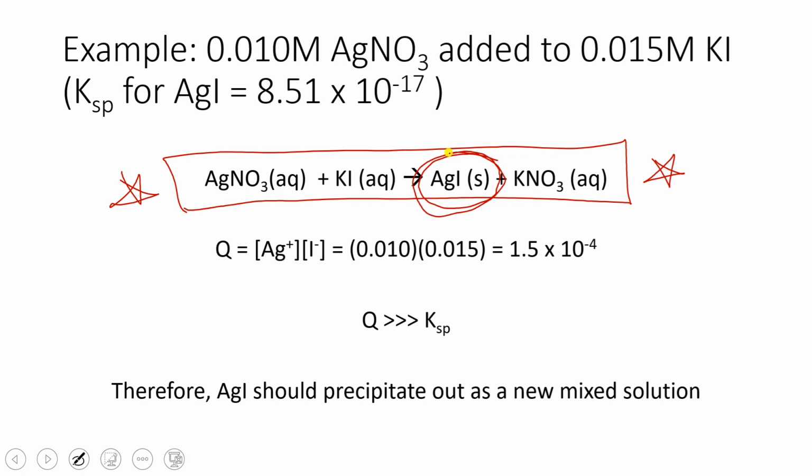So in order to solve for my Q, I'm going to take my silver ion, my iodide ion, plug in their values, and get a Q of 1.5 times 10 to the minus 4. In this case, this is significantly larger than the KSP. So if Q is significantly larger than the KSP, we should see the silver iodide precipitate out in the new mixed solution.